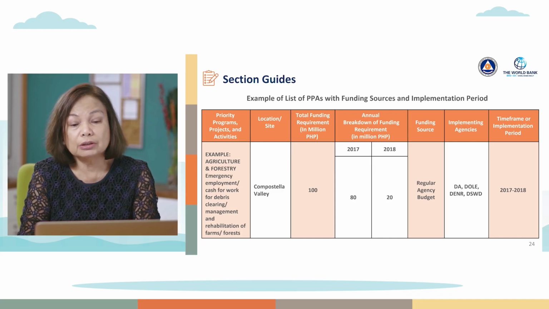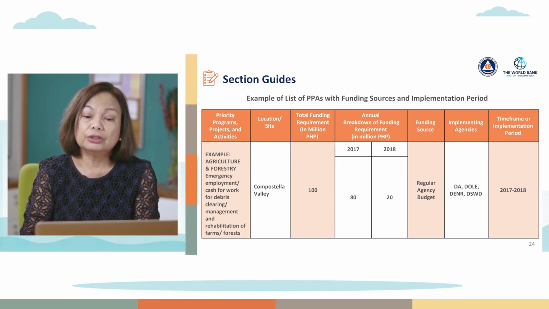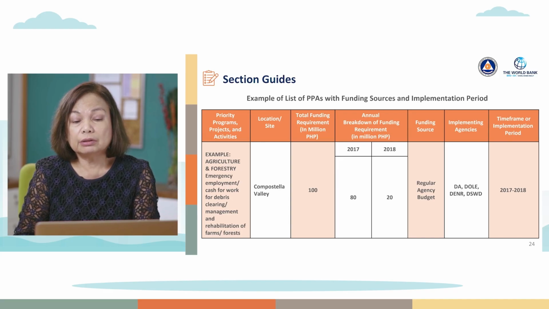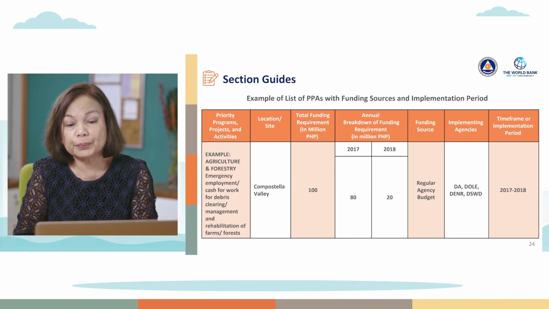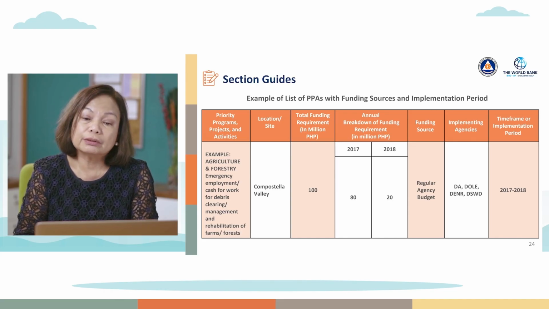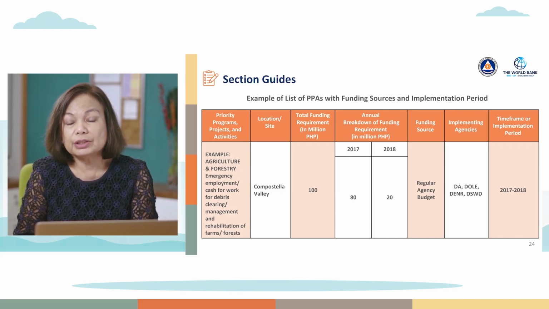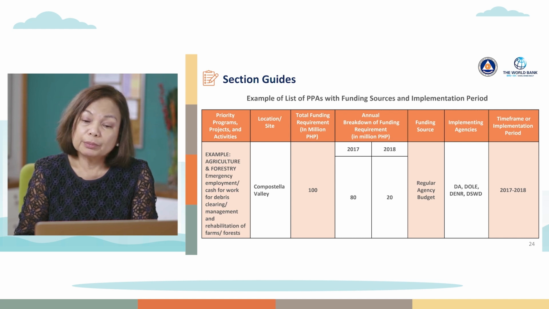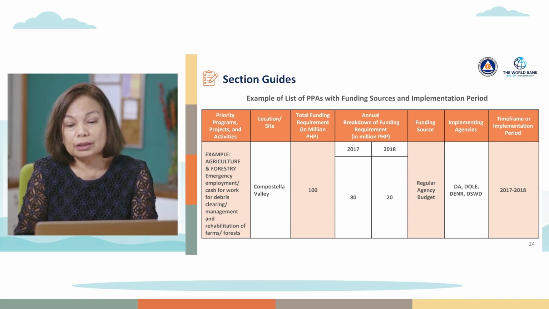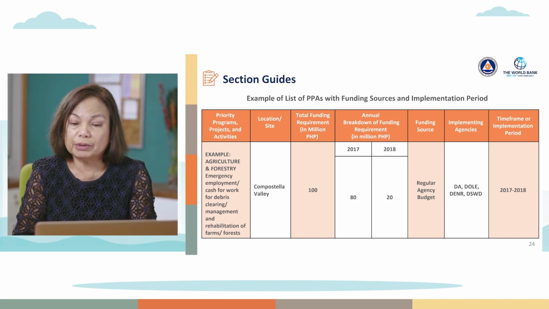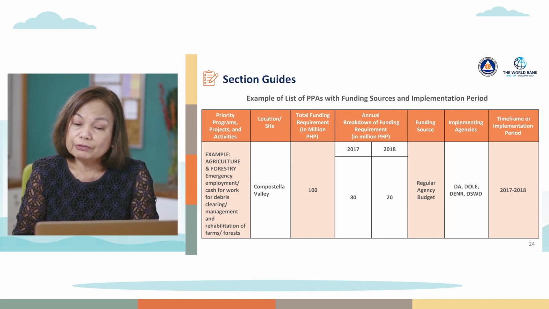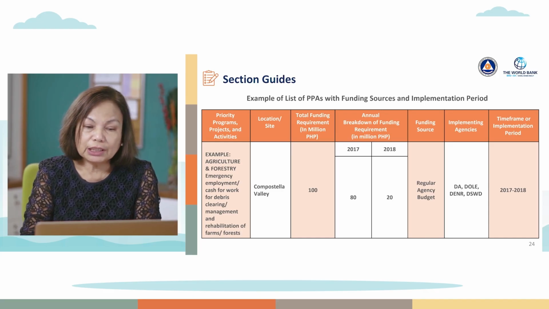total funding requirement, yung kabuuan na kailangan na to implement the project, it's 100 million. So when do you need this 100 million? You need the 100 million, 80 million during the first year, and the rest during the second year of implementation. Where will you get the funds to implement this project? It will come from a regular agency budget. Which is the implementing agency? Department of Agriculture. It could also be the DOLE, DNR, or the SWD, depending on the activity that will be implemented. And the time frame for implementation is for 2 years, so 2017 and 2018.